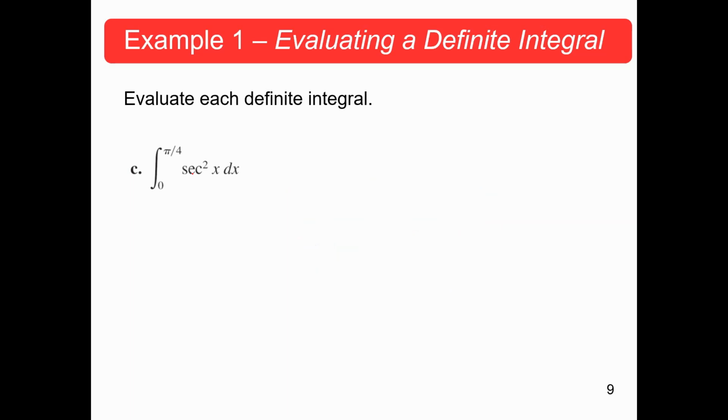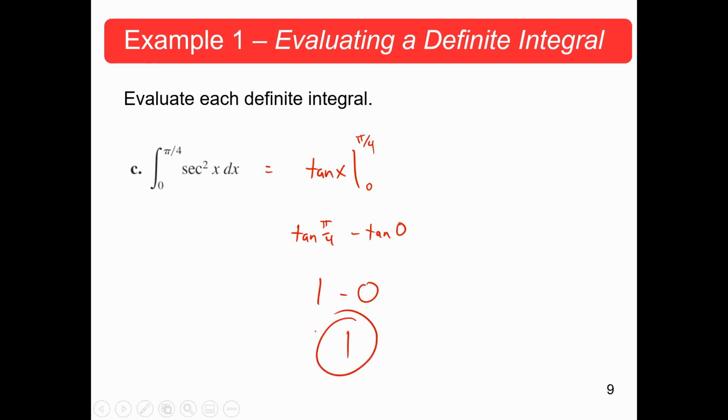Here we've got secant squared x. We know the integral, I don't have to rewrite the integral here. I know the antiderivative automatically is just tangent, and we're going to evaluate it from 0 to pi over 4. So that tells me that tan pi over 4 minus tan 0, but tangent of pi over 4 is 1, tangent of 0 is 0, 1 minus 0 is 1.